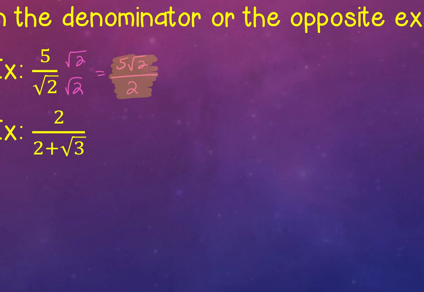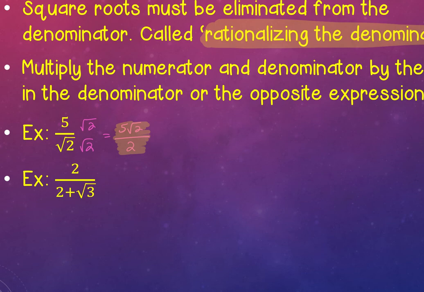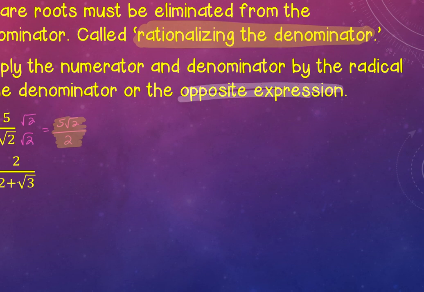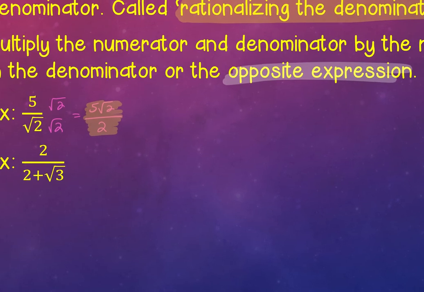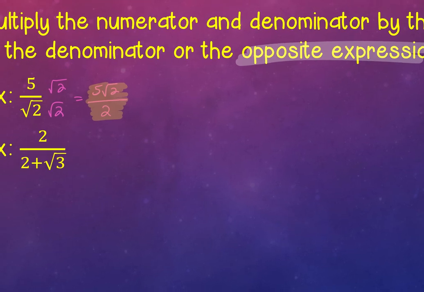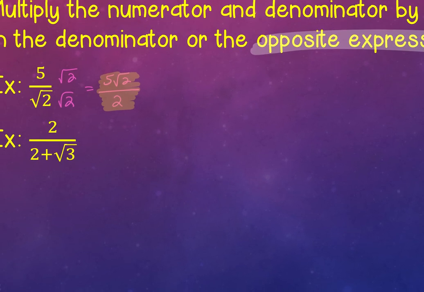Okay, second one now has a sum. So if it has a sum or difference in the bottom, I can't just multiply by square root 3. It won't eliminate it. So what I do is what this second thing says, multiply by the opposite of the expression that's in the bottom. What does opposite mean? Good, change that sign. So I'm going to multiply this by the bottom, but instead of it being a plus in between, I'm going to make it a negative in between. So 2 minus square root 3 in both the top and the bottom. Whatever I do to the bottom, I have to do to the top.